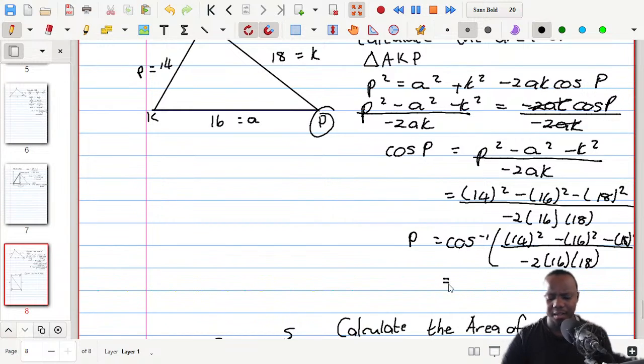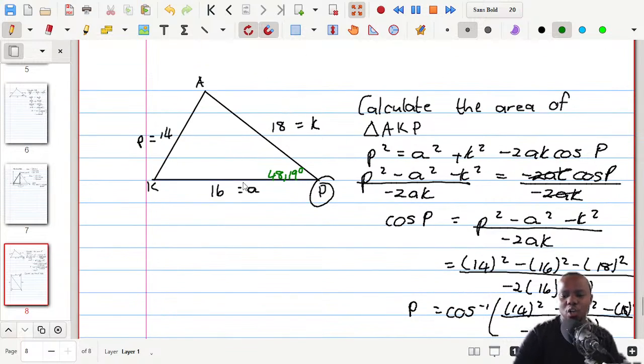I get my angle P is 48,19 degrees. So this is, let me use a different color. This is 48,19 degrees. What I can then do from here now is I've got an included angle. Let me calculate the area.